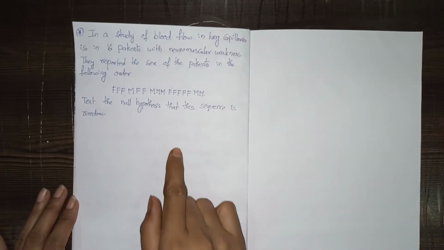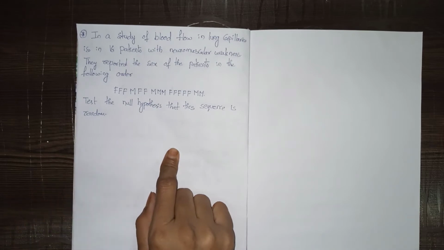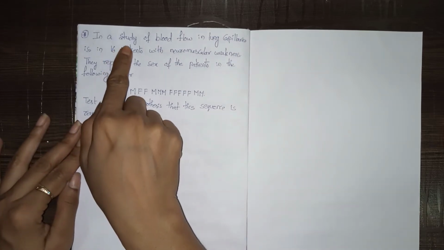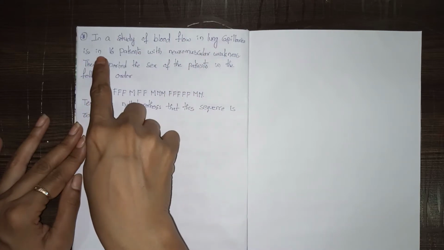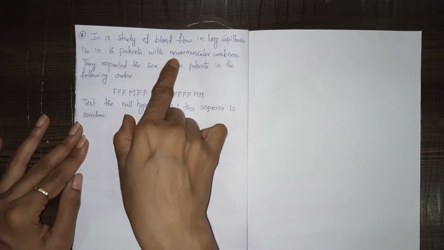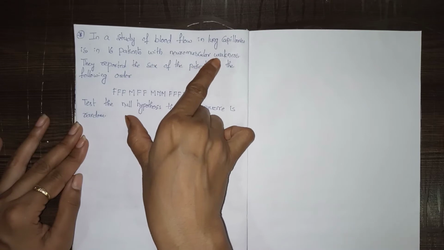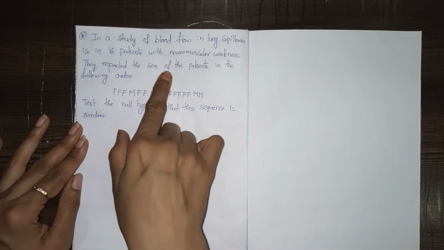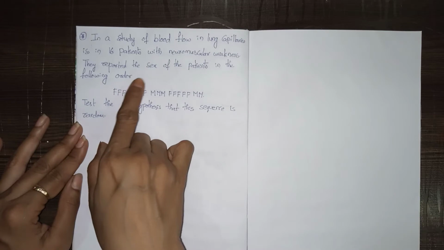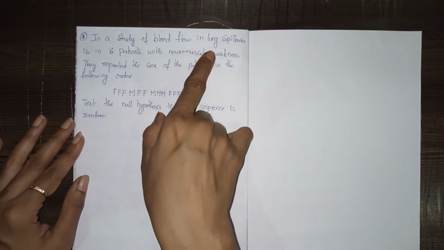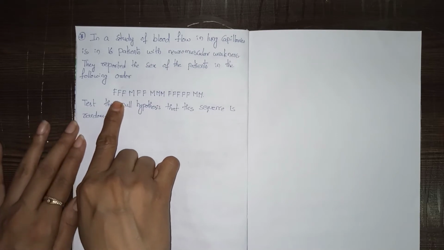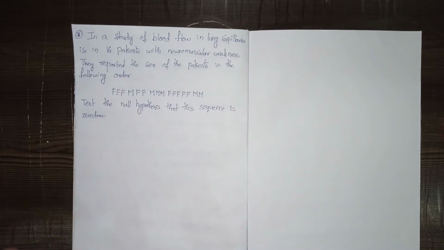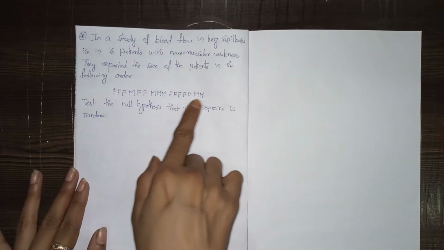So, one more example I am going to discuss on run test. See here, in a study of blood flow in lung capillaries in 16 patients with neuromuscular weakness, they reported the sex of the patient in the following order. That means there are 16 patients, and they have given the gender in sequence.